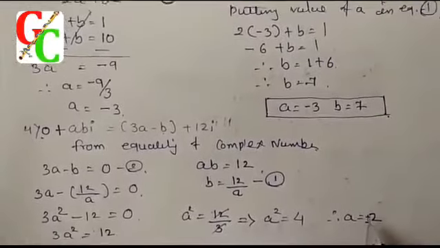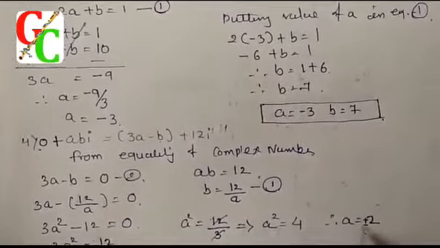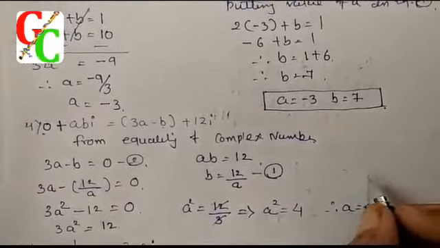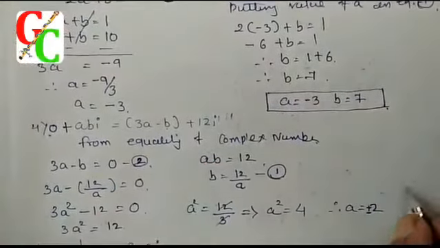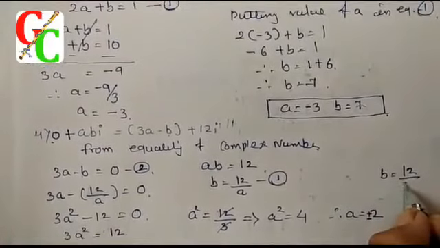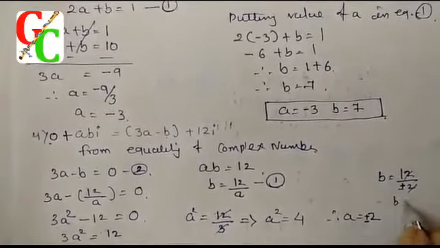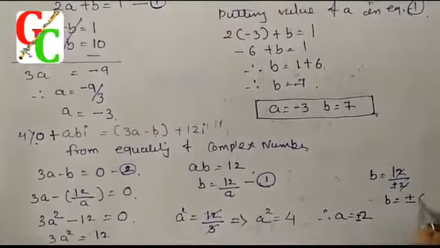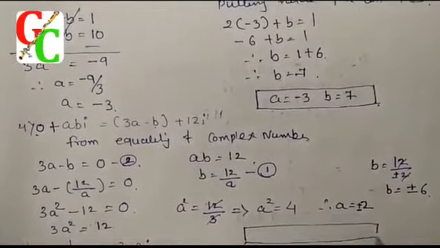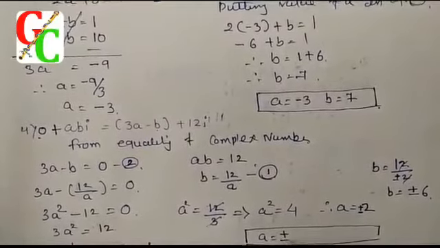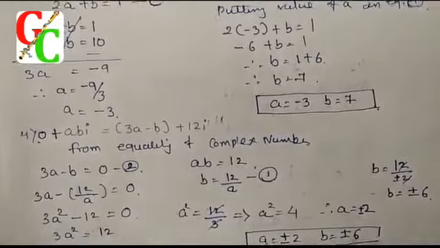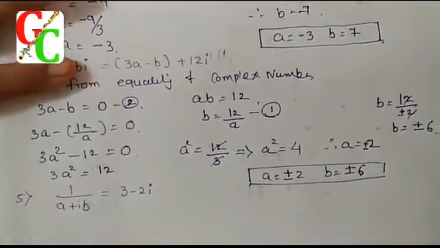In the same way, we find the value of b by putting the value in equation number 1. This is our equation 2 and equation 1. So b equal to 12 upon plus or minus 2. So our answer is b equal to plus or minus 6. In this case we got two answers: a equal to plus or minus 2 and b equal to plus or minus 6.